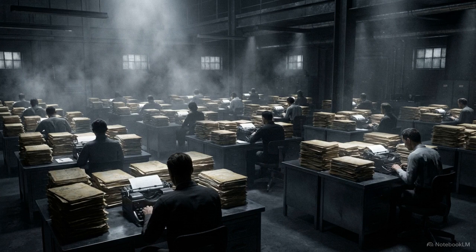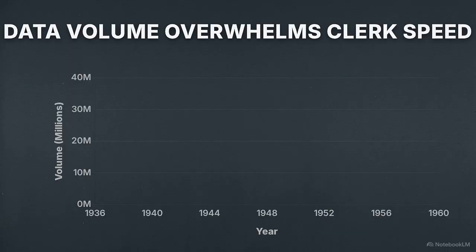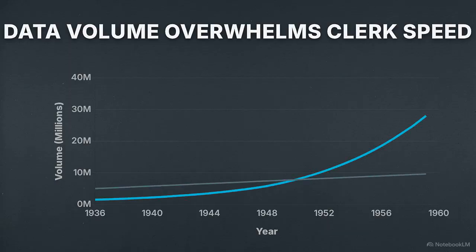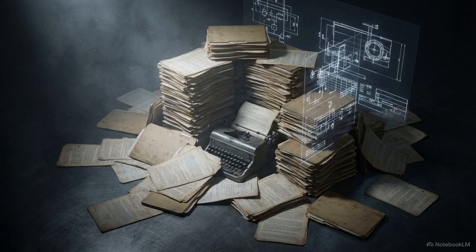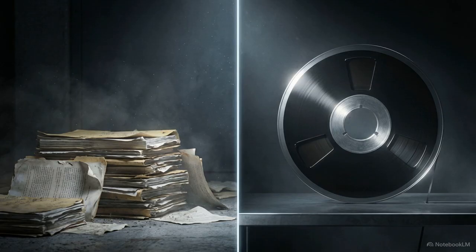Manually updating millions of paper records required immense physical space and endless human labor. As the population grew, the volume of records outpaced the speed of the clerks, making a physical paper process mathematically unsustainable and destined for complete failure. To prevent collapse, the Social Security Administration computerized the NUMIDENT in 1961.